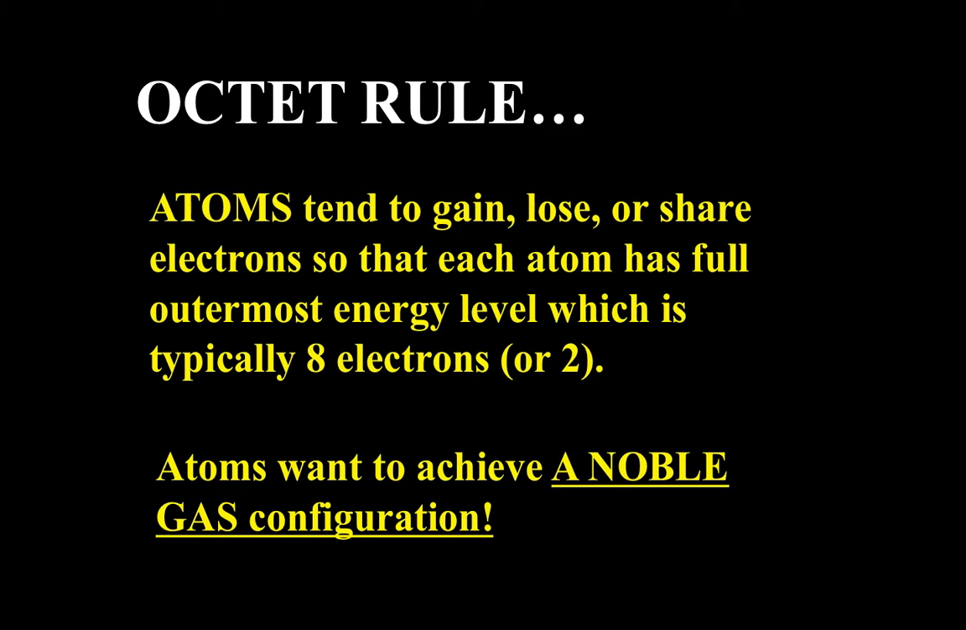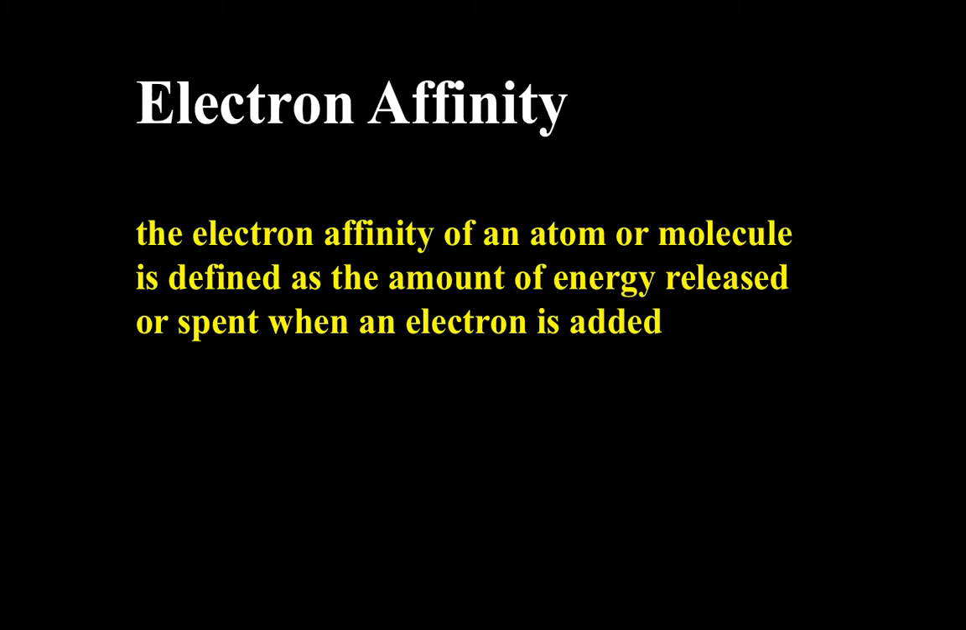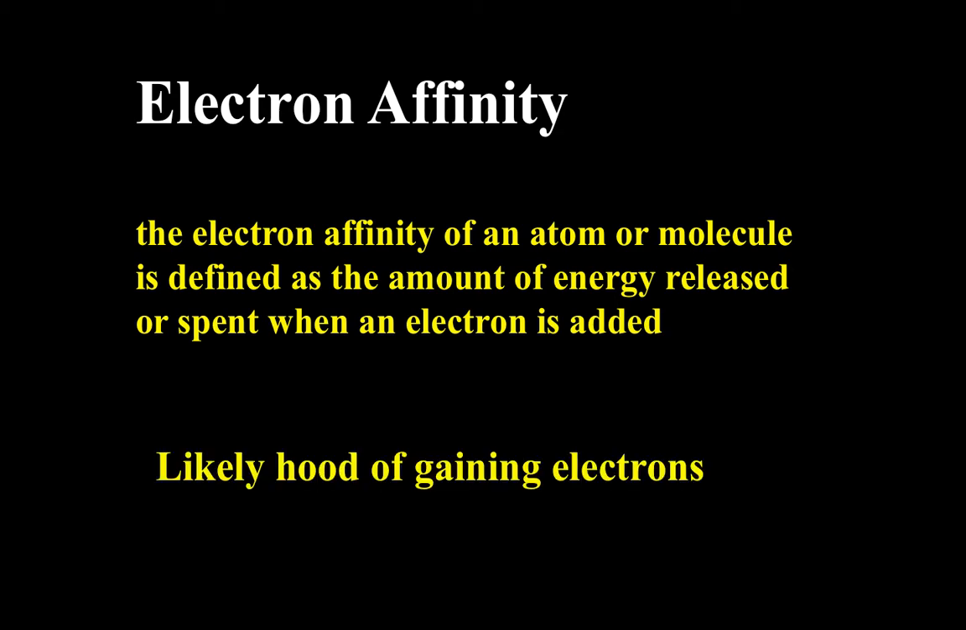Essentially, all atoms are trying to look like noble gases because noble gases are very stable, and that's why they are chemically inert. And the way we decide where the electrons go is by this number that's called electron affinity. That basically means the likelihood of an atom gaining that electron or taking that electron towards itself.